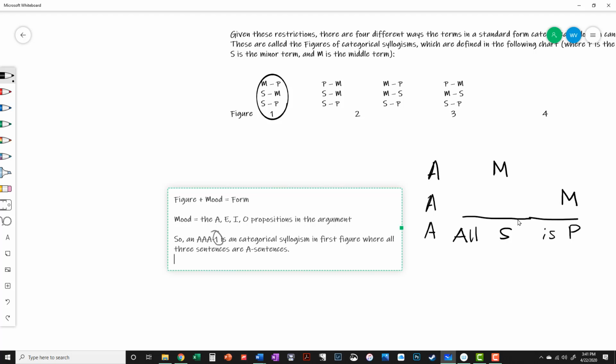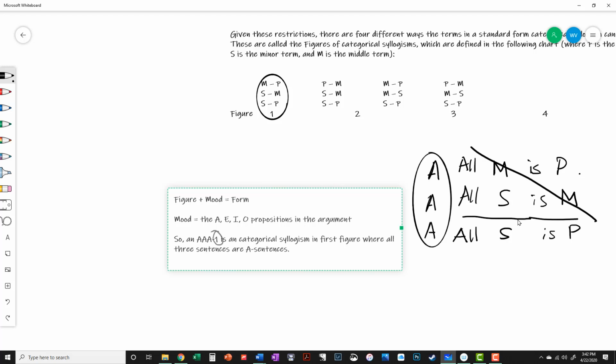And now we can just fill in the rest. We can say this is an all M is, and then we write the major term here because this is the major premise. In the case of the second premise, we write all S is M because S is the minor term and it appears once in the minor premise. So defining where the middle terms are tells you what figure you're in, and then which proposition types you have tells you which mood you're in. Mood plus figure gives you the form. In this case, it's an AAA1. It's not supposed to be there, just a slip of the pen.